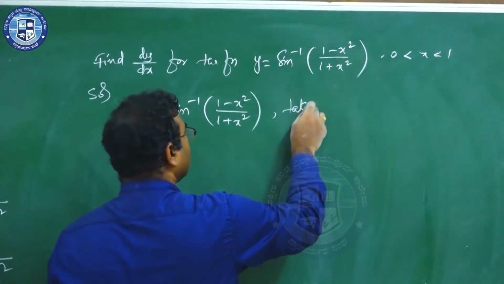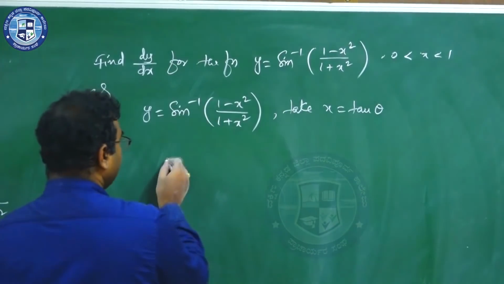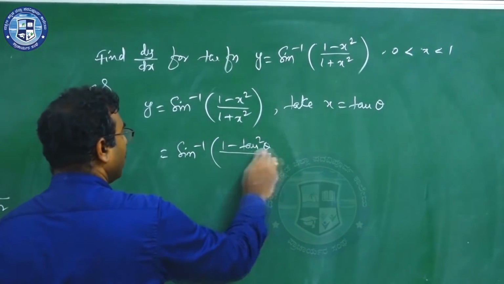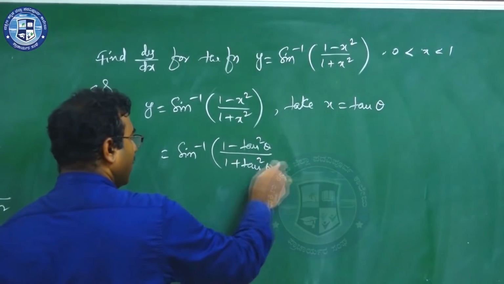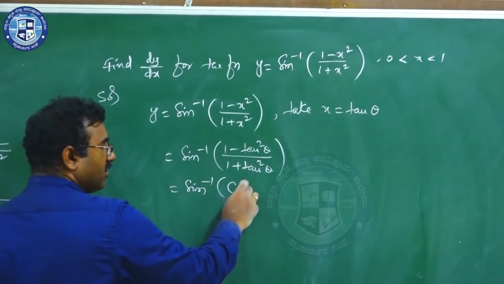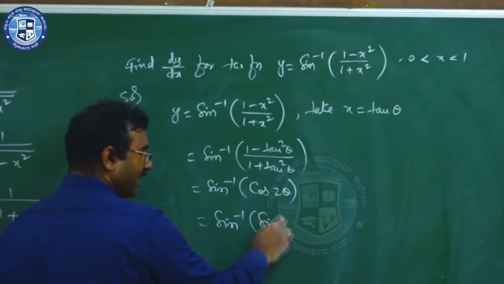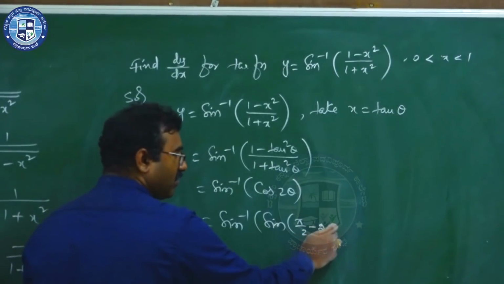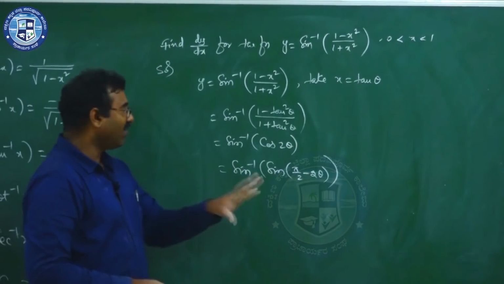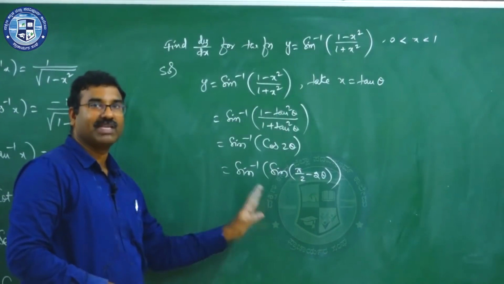We take x is equal to tan theta. Then what happens here? Sine inverse of 1 minus tan square theta by 1 plus tan square theta. This is the formula of cos 2 theta. So you can convert this as sine inverse of sine of pi by 2 minus 2 theta, because sine of 90 minus theta is cos theta. When you have a good command of trigonometry and know what to substitute and how to simplify, you will come to know, right?